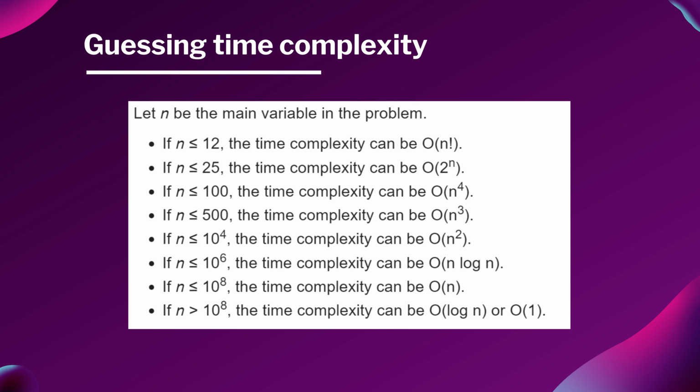Here's what the time complexity of your algorithm should be according to given constraints. Sometimes no efficient solution exists for a given problem. So if you ignore constraints for an easy problem, you may end up wasting important time. Mostly you'll be working in the range of 10 to the power 4 to 10 to the power 8.